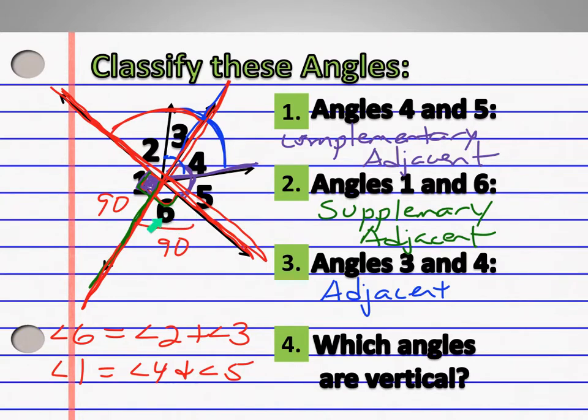So let's go through that. Angle 6 right here is the same exact thing as the other side of the X, which is these two, 2 and 3. Angle 1 over here is the same as angles 2 and 4 because it's the other side of the red X. So those two add up to 90, and that makes them vertical angles.